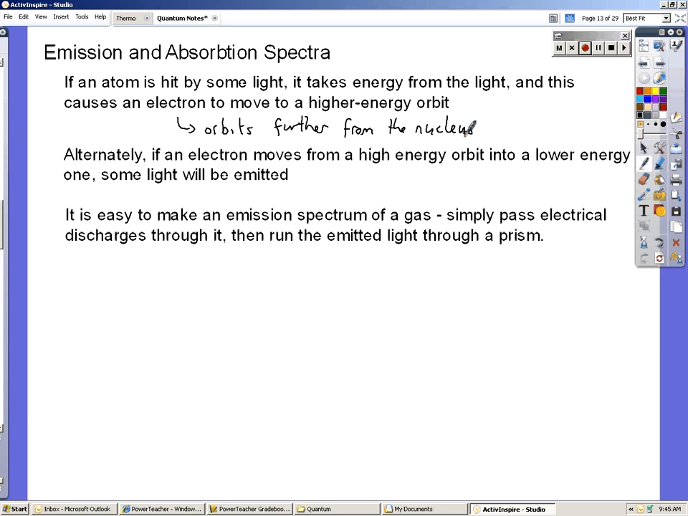The other thing that can happen, if you've got an electron in a high energy state, it can move to a lower energy orbit by emitting some light. So it loses some energy when it moves to a lower orbit. That energy gets taken out as light.